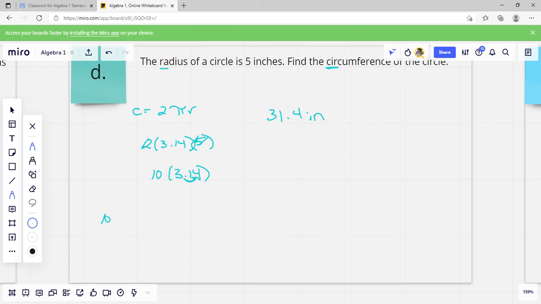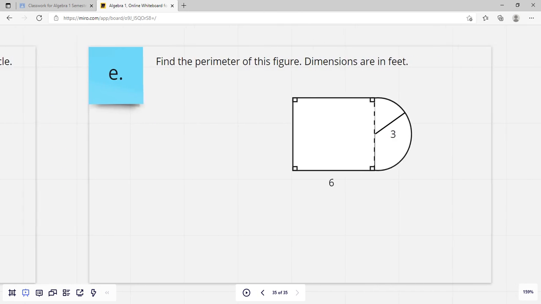So anytime you multiply by 10, you just move your decimal over to the right 1 space. If you multiply times 100, you would move it 2 spaces. If you multiply times 1,000, you would move it 3 spaces. Just count how many zeros and move to the right that many. Hopefully you guys already know that trick. All right. I think we got one more.